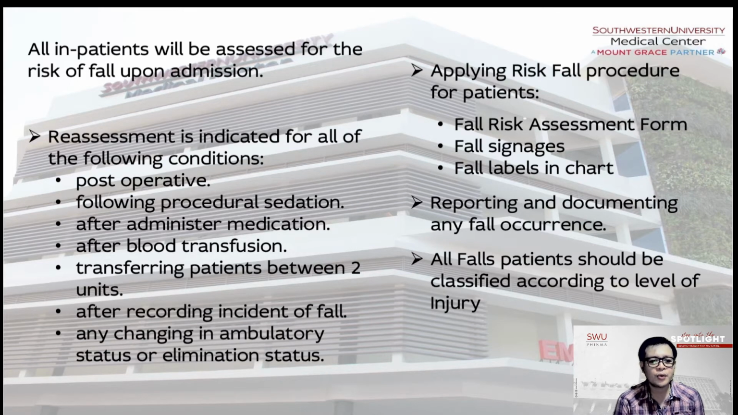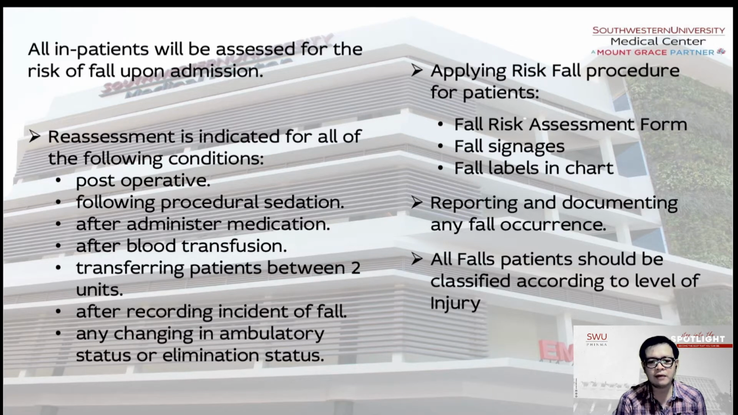And another is recording incident for fall, any change in ambulatory status or elimination status. And at the same time, we also have to apply certain fall risk procedures for our patient. This includes the fall risk assessment form that I will be teaching you how to utilize later on, the fall signages that are applicable in our institution, and fall labels in the chart.